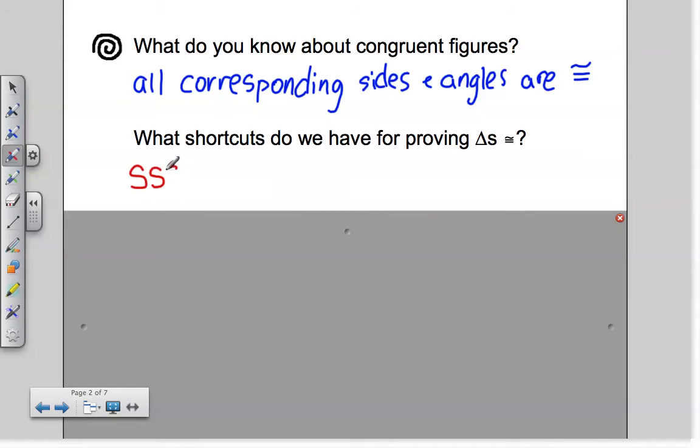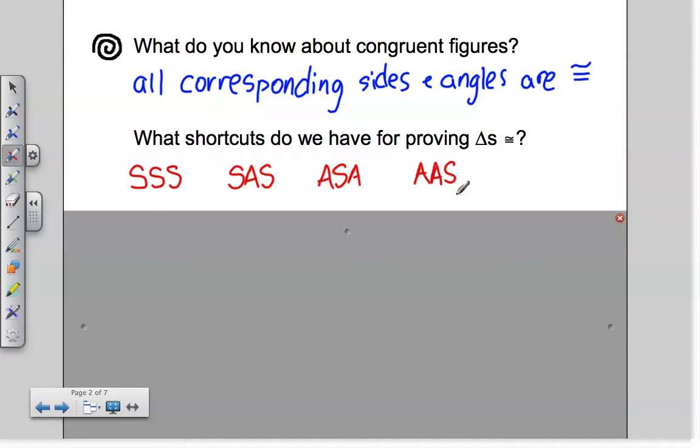We had side, side, side. We had side, angle, side, with the included angle between two sides being congruent in two triangles. We had angle, side, angle, where the side is included between the two angles. And we had angle, angle, side. Or we could write that as side, angle, angle. These shortcuts all work. They prove triangles are congruent.